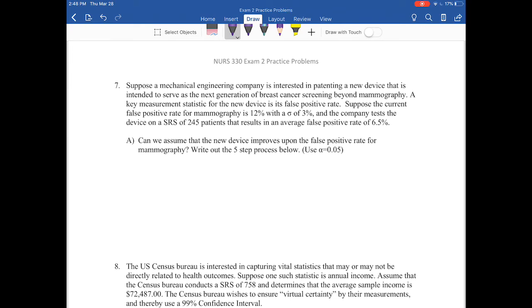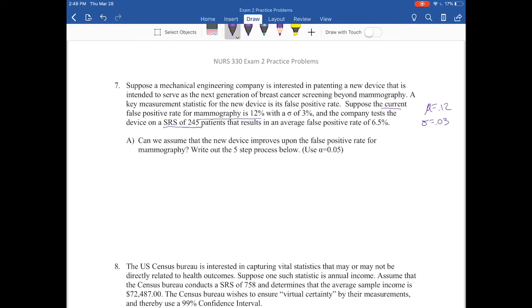Right now, the current false positive rate for a mammography is 12%. Since it's the current, or status quo, we know that's our mu. Mu is going to be 0.12. We know our standard deviation is going to be 3%.